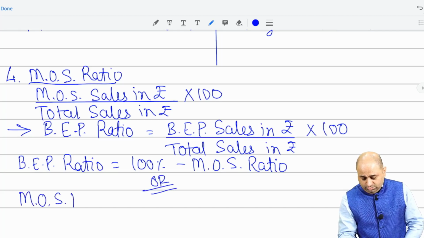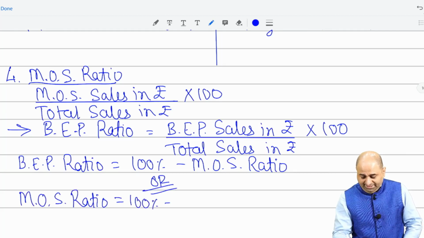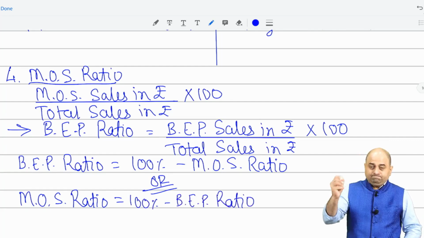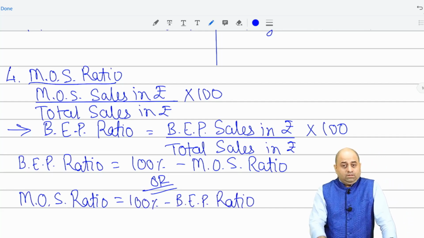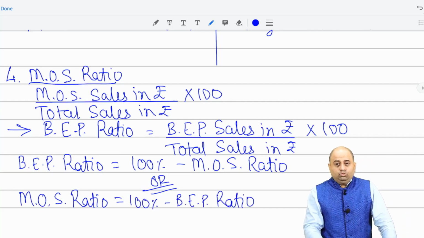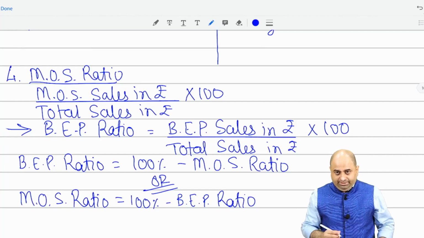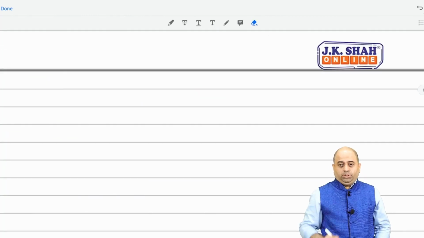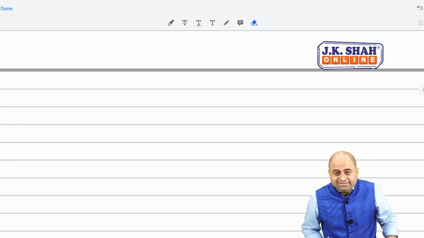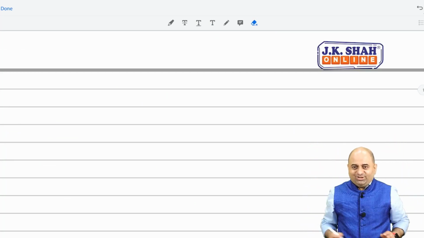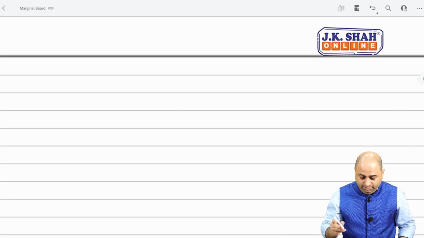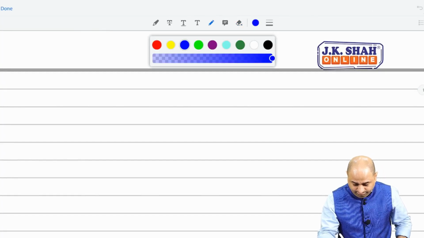MOS ratio is equal to 100% minus BEP ratio. So many things are covered by now. Now I need a fresh page to explain something special. Just a second. That's the fresh page. I call this a summary of the whole marginal costing. This is my opinion. I'll need a red color.